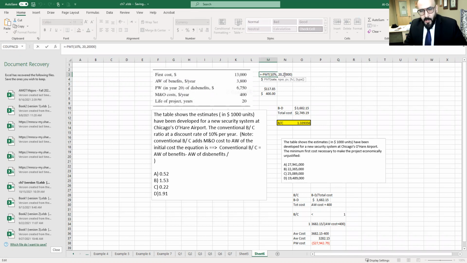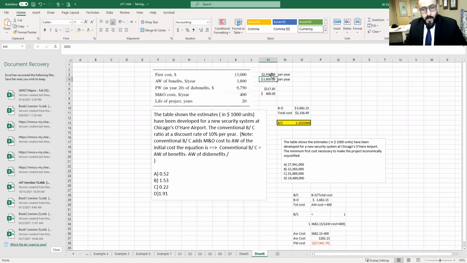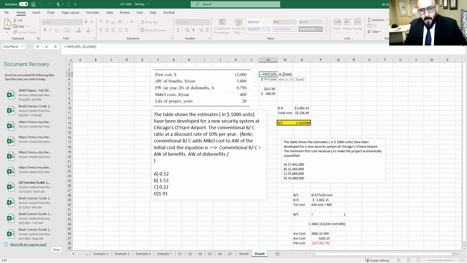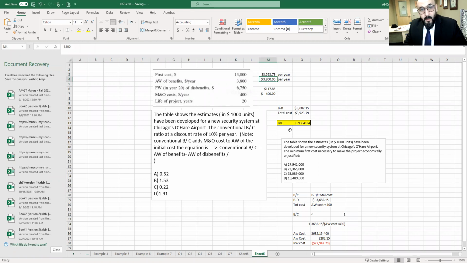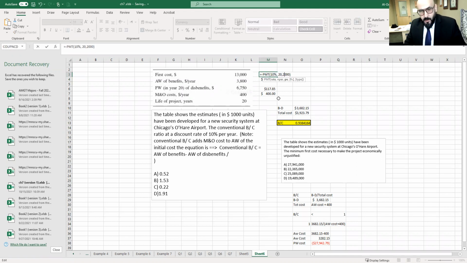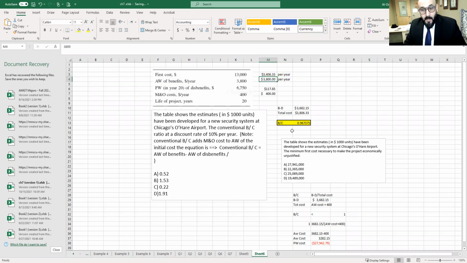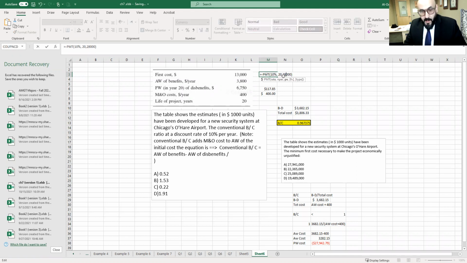Let's increase that to 25,000. The BC ratio is still more than 1, so this is not what the answer would be. We'll increase that to 30,000 as the initial cost, and that starts giving you a BC ratio less than 1. To be more accurate, let's go back to 29,000. That's still less than 1. Let's do 28,000 and see if it stays less than 1. Yes, it's less than 1. So let's do 27,000 as the initial cost.